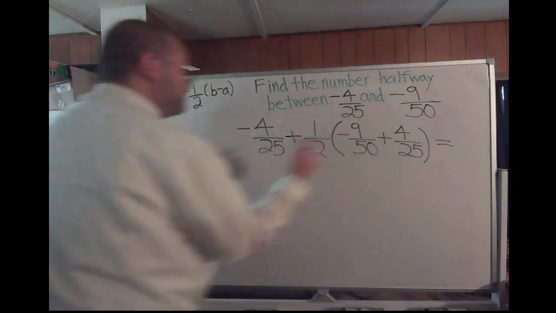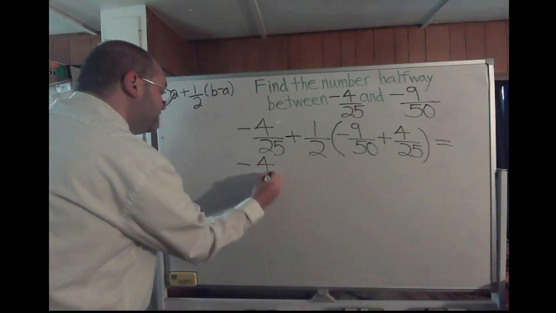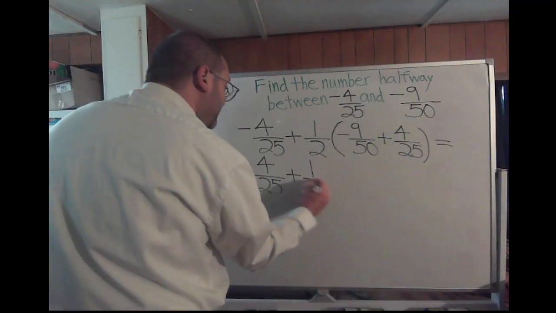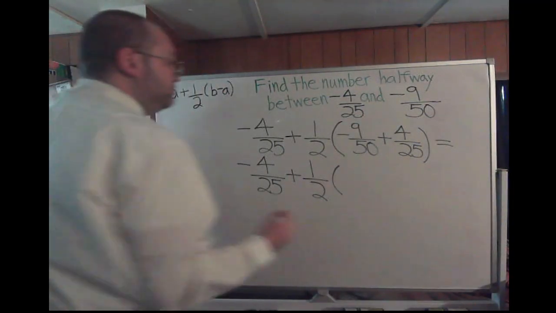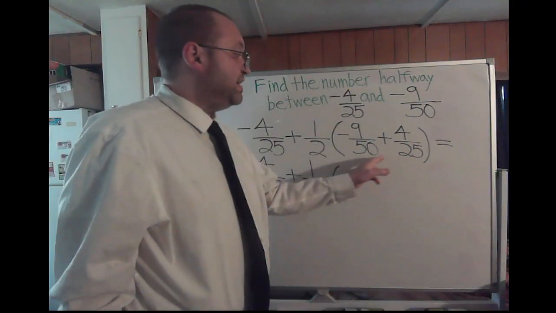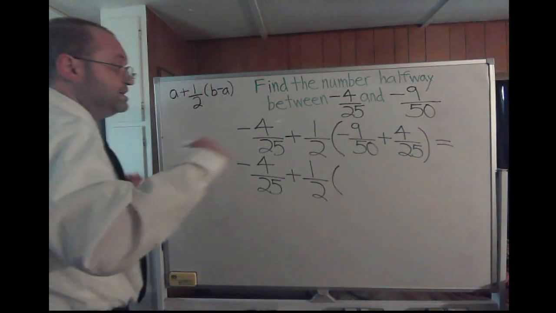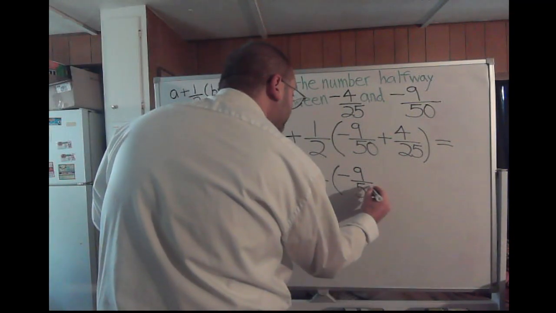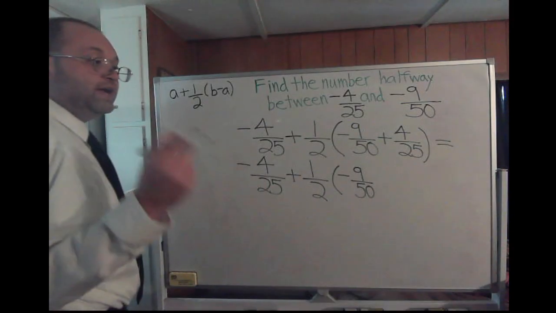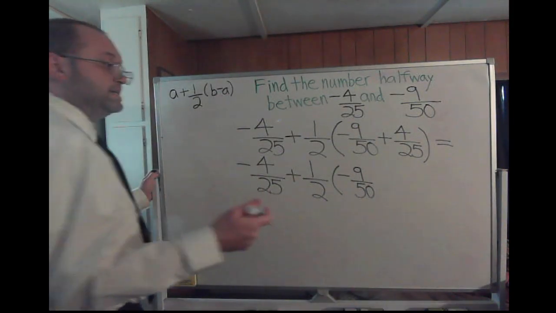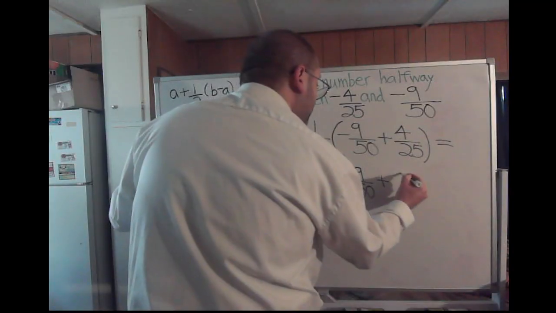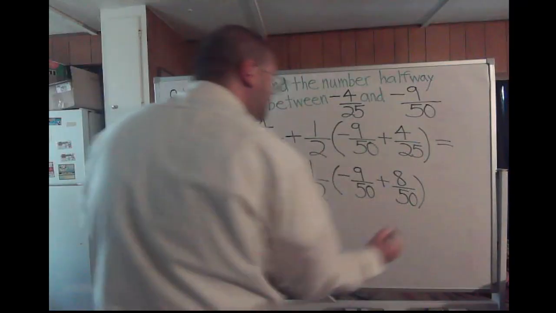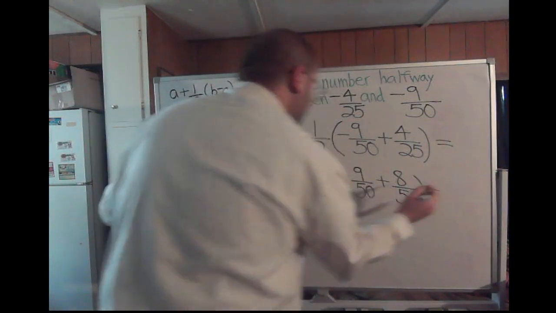Now let's just do the math. Let's deal with the parentheses first. So you'll have negative 4/25 plus still the 1/2. Now, the least common denominator of 25 and 50 is definitely going to be 50, is it not? So negative 9/50, we can leave that alone. However, your 4/25, you're going to have to multiply both the numerator and denominator by 2 in order to get your common denominator of 50. So that would be plus 8/50ths. So there's the breakdown in the parentheses.